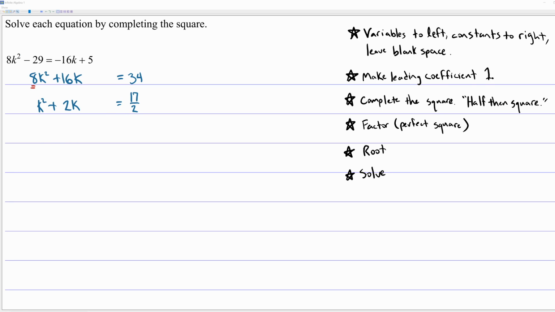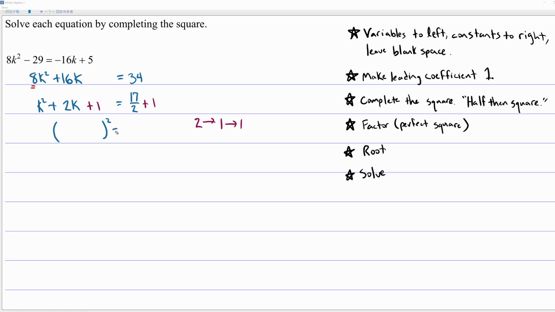That's life. Now, the next step says complete the square. We look at the half and then square pattern. So you're looking at the number 2. Half of 2 is 1, and then 1 squared is 1. So we need to add plus 1 to both sides. The next step says factor, and again, the factoring is actually the easiest step here.